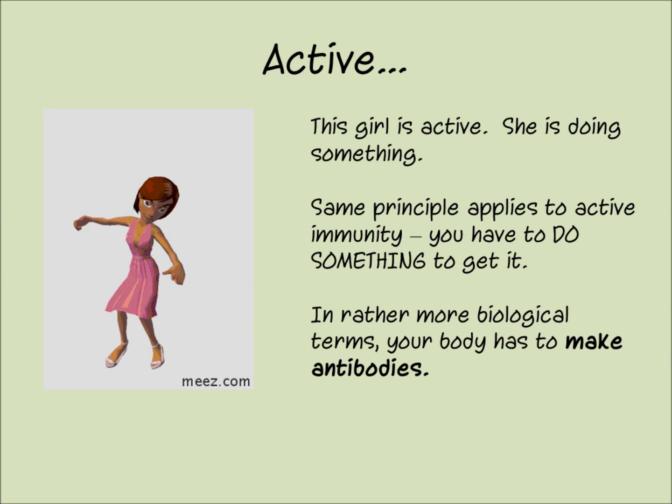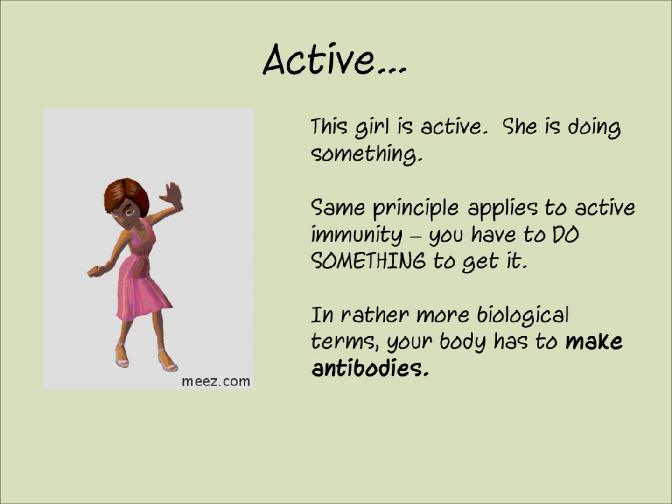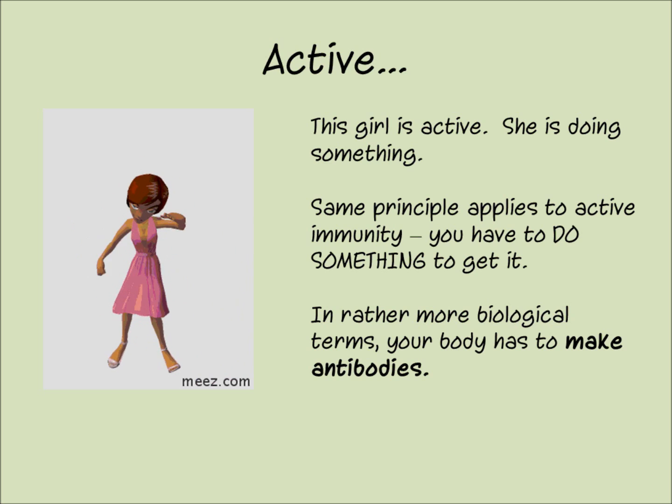So, active immunity. This girl here is active because she's doing something. She's dancing very beautifully. The same principle applies to active immunity. You have to do something to get it. In biological terms, that means your body has to make antibodies. Of course, in the process of making antibodies, the body also makes memory cells, which means that if they encounter that antigen again, they release the antibodies much faster, and that is what confers immunity.